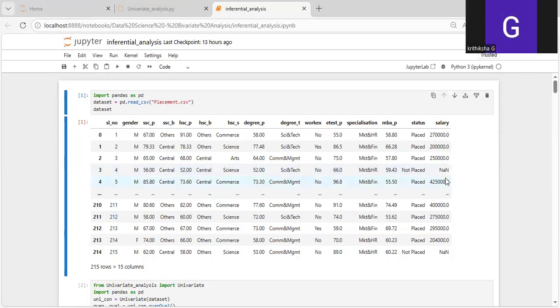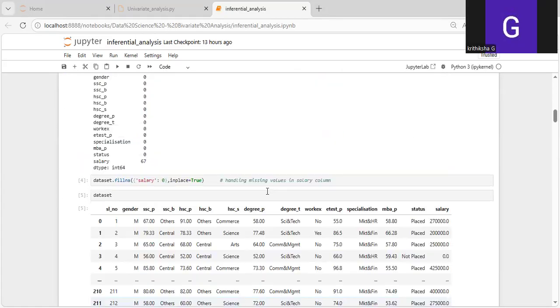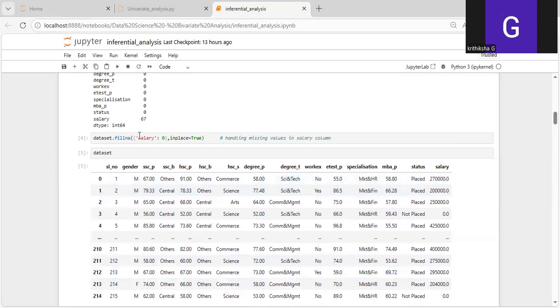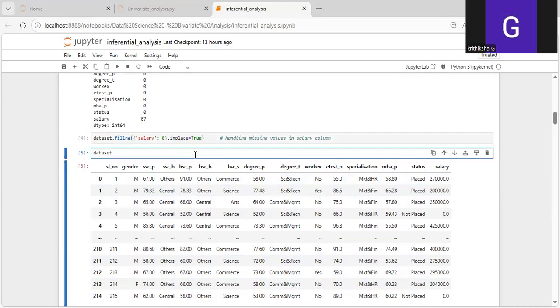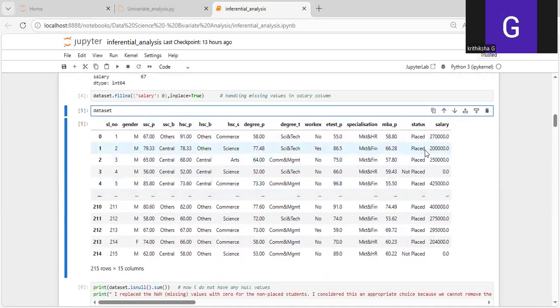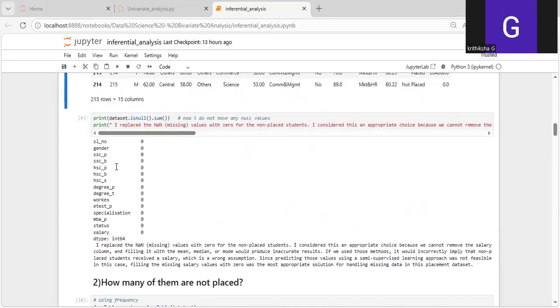So we go with the option as per the use case. Since these are non-placed students, we can replace the value with zero, as non-placed students will not earn a salary. For replacing with zero, I used fillna with salary zero and inplace equal to True, in order to make the changes in the original data set. Now it has been modified. Once we check again, yes, all the missing values of salary were replaced with zero. There are no missing values now.